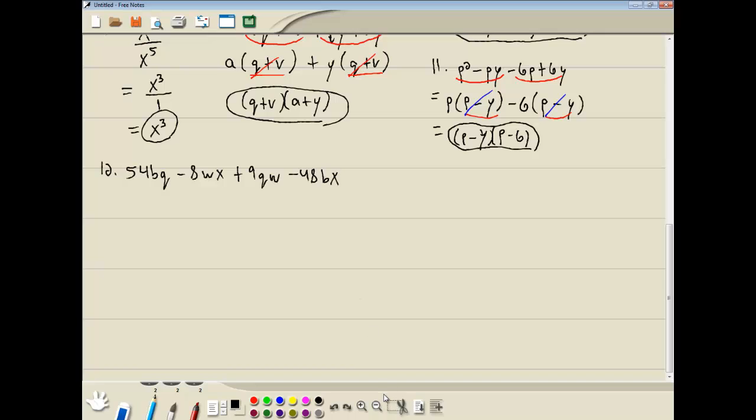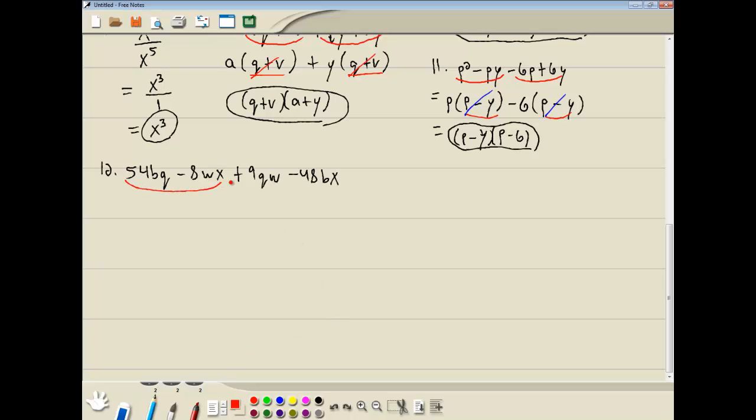Okay, start going down through our list. The first method is GCF. So let's see if they have anything in common. 8 and 9, obviously they don't number-wise have anything in common. Some have B's, but not all of them. Some have X's, but not all of them. Some have Q's, but not all of them. I don't see where they have anything in common in terms of my four terms. Four terms tells us to use factoring by grouping.